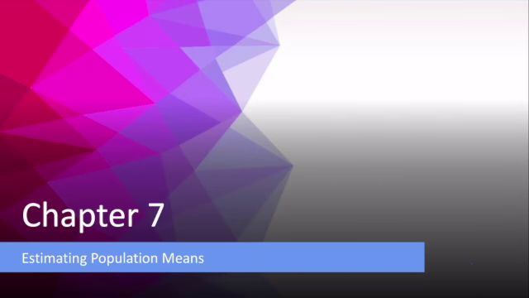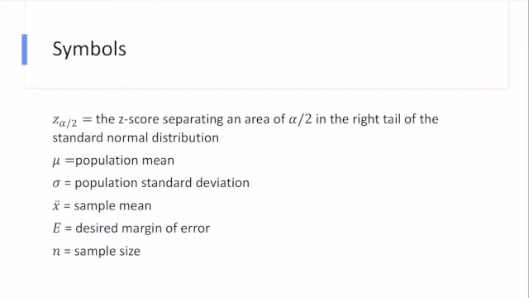All right, class, so today I'm going to go over some examples from Chapter 7 about estimating population means. The first thing I want us to recognize is that there's a couple of symbols we need to be familiar with. So I'm going to have z sub alpha over 2. That's the z-score separating an area of alpha over 2 in the right tail of a normal distribution. What does that mean? Here's our normal distribution. Here's z sub alpha over 2. And then the area right here is going to be alpha over 2.